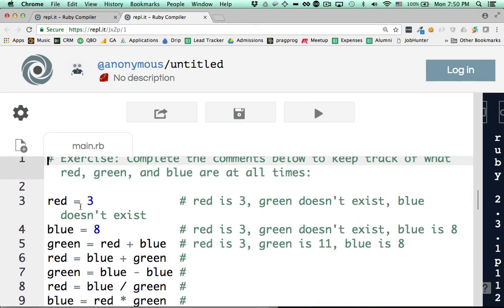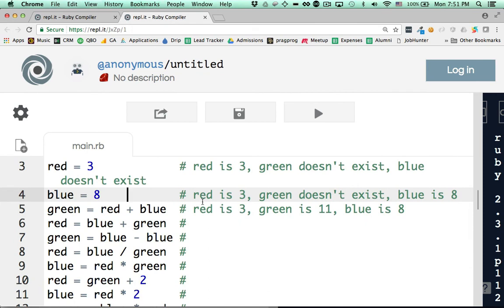So let's walk through this. At the beginning, when I say red equals 3, that means I'm giving 3 the nickname red. The exercise here is to keep track of the variables and what numbers they refer to as we proceed through the code on each line. As of line 3, red is 3, because we just said so. Green doesn't exist and blue doesn't exist. Then on line 4, we say blue equals 8. So now red is 3, green doesn't exist, but blue is 8. Now I say green equals red plus blue, so red is 3, green is 11, and blue is 8.